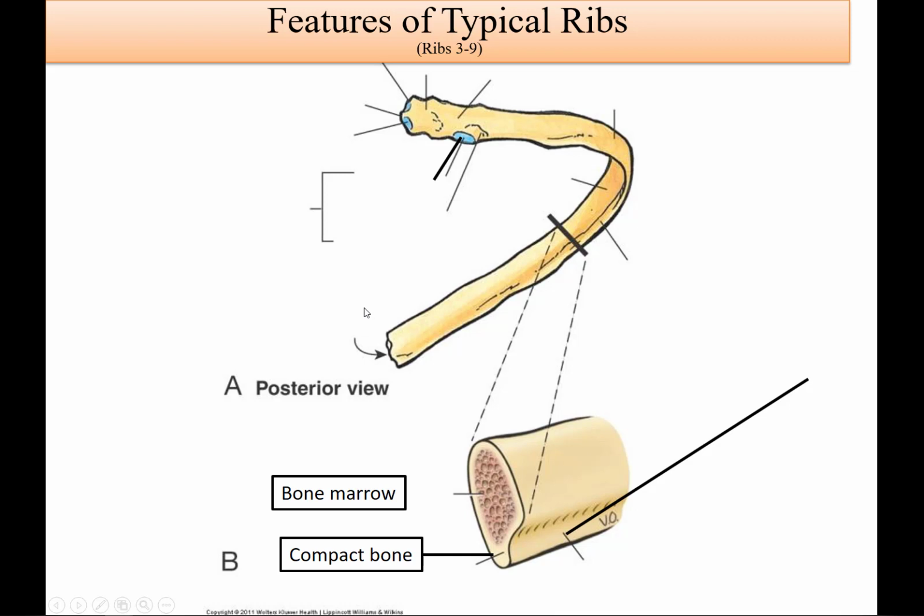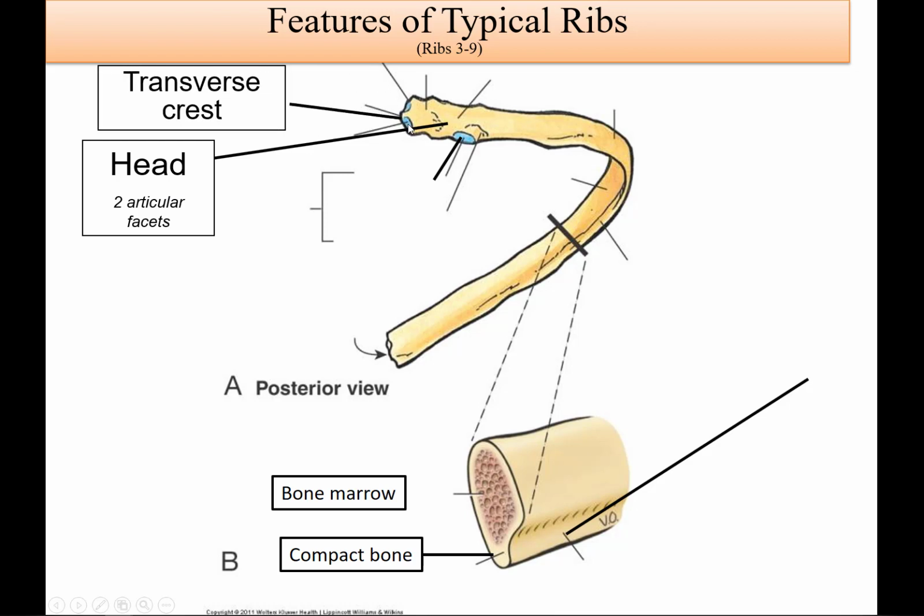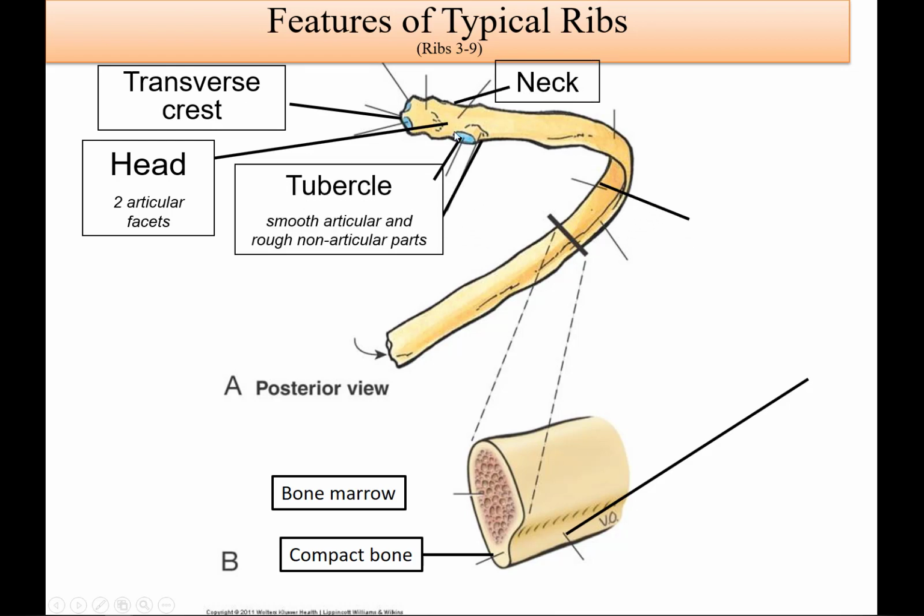Let's have a look at some features of a typical rib. Ribs 3 to 9 are considered typical ribs. They have a head with 2 articular facets. These facets are where they articulate with the vertebrae above and below. There's a transverse crest in between them. Then you have the neck. You have a tubercle on those ribs, at least, that articulates with the transverse processes. It has smooth articular and rough non-articular parts.